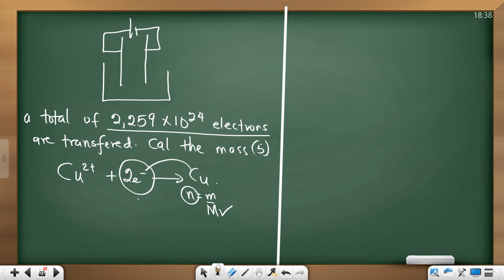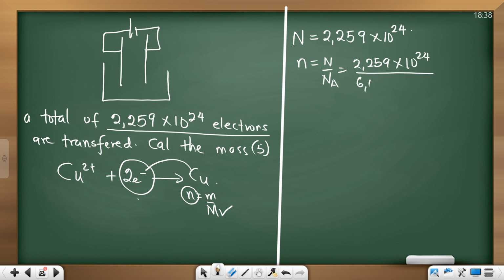What do I know about my electrons? Number of moles is N over NA. 5.9 times 10 to the power 4 over 6.0. 7506. That's the number of what? Moles.